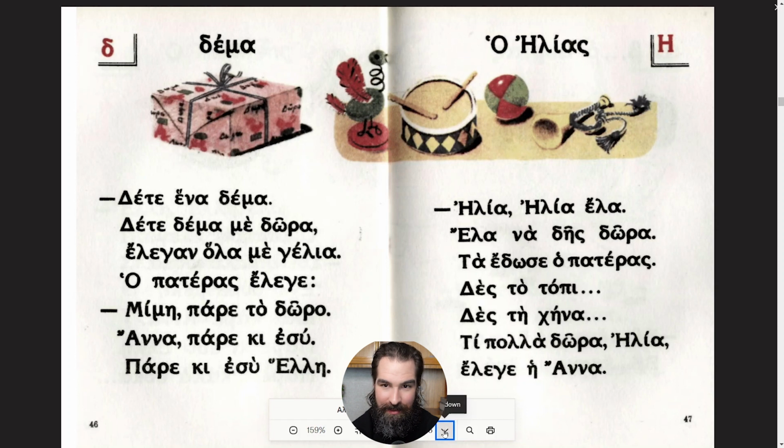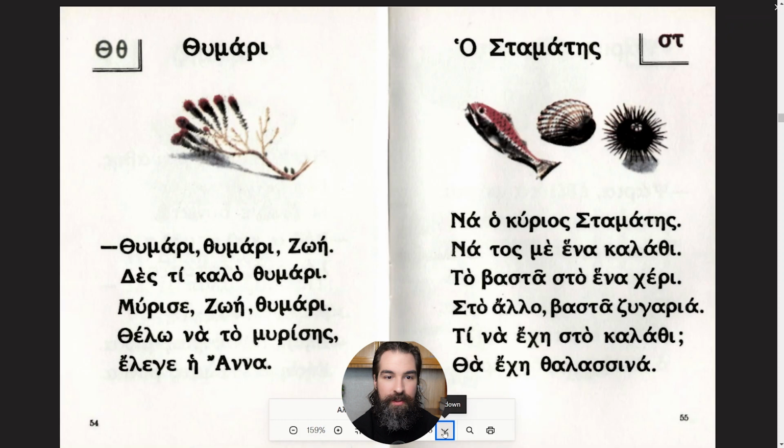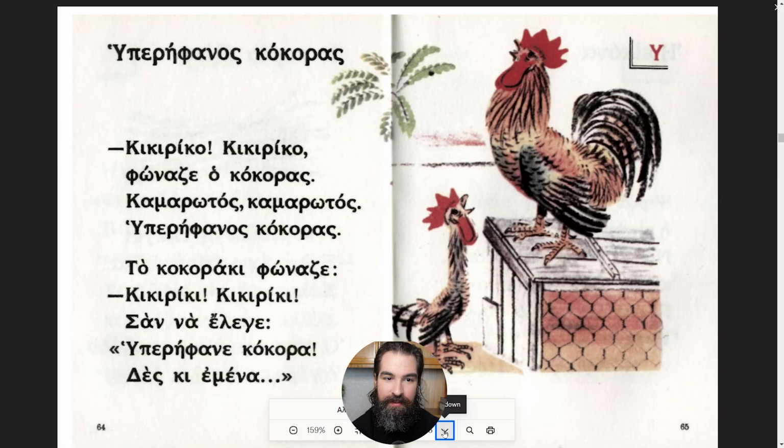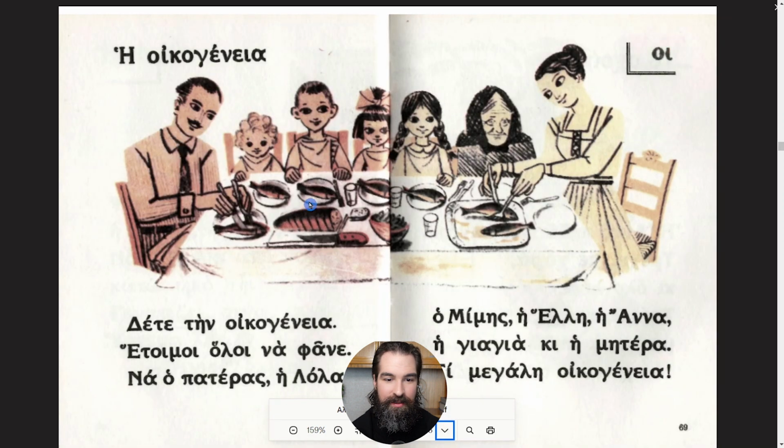Let's skip ahead to some combinations. The rest of the letters. There's a lot to learn in this family. Here's the family.